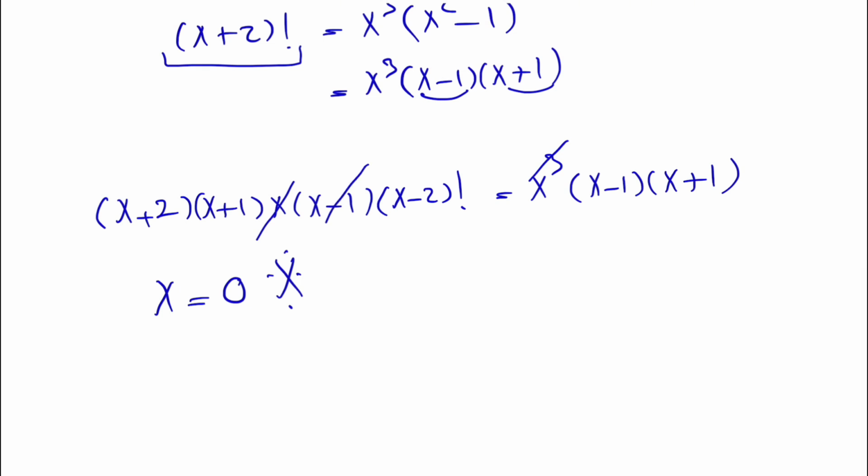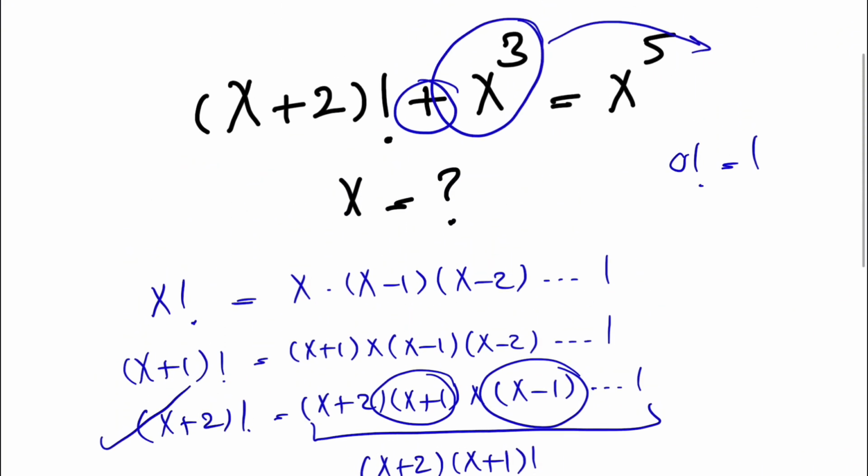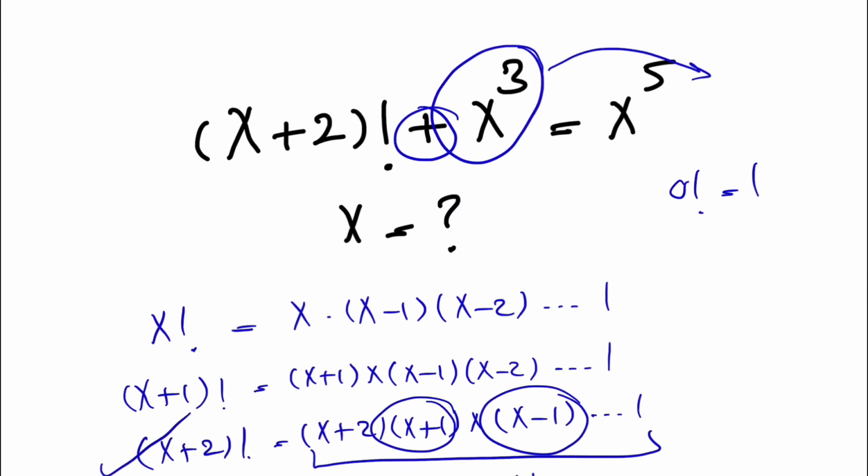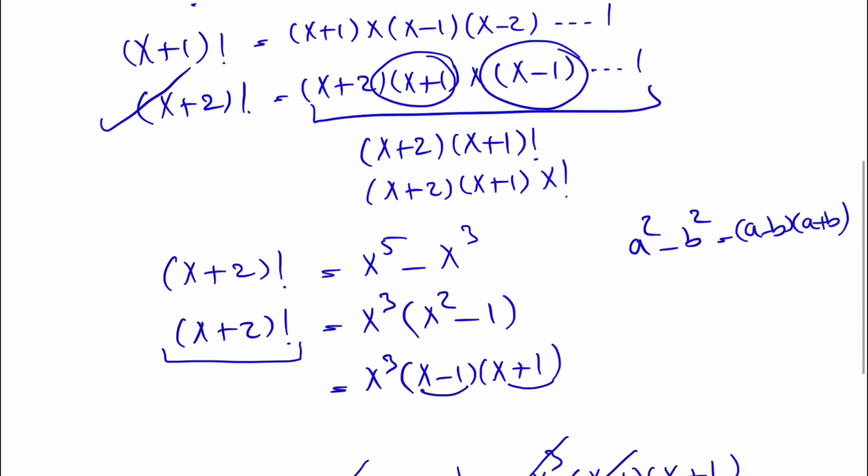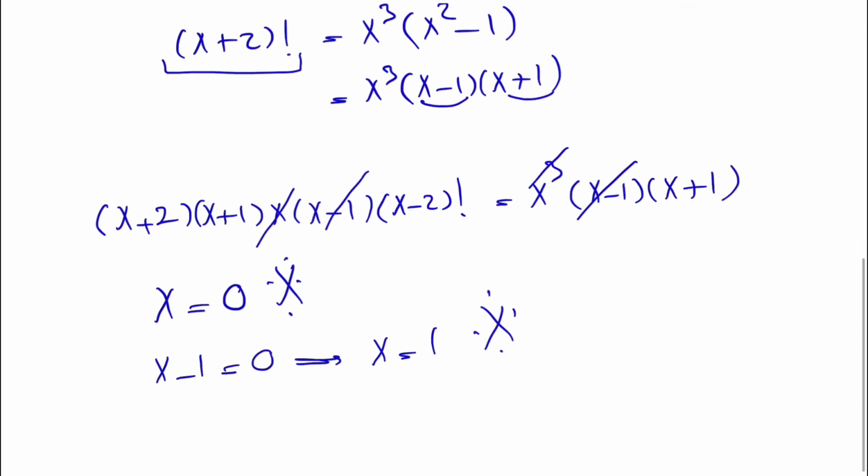The other one is x minus 1, so x minus 1 is equal to 0, meaning our x can be 1. Let's just put it in here, see what we get. So if we put 1, we'll have 3 factorial, which is 6, plus 1, 7, is equal to 1. No, that doesn't work, so 1 is not an answer.